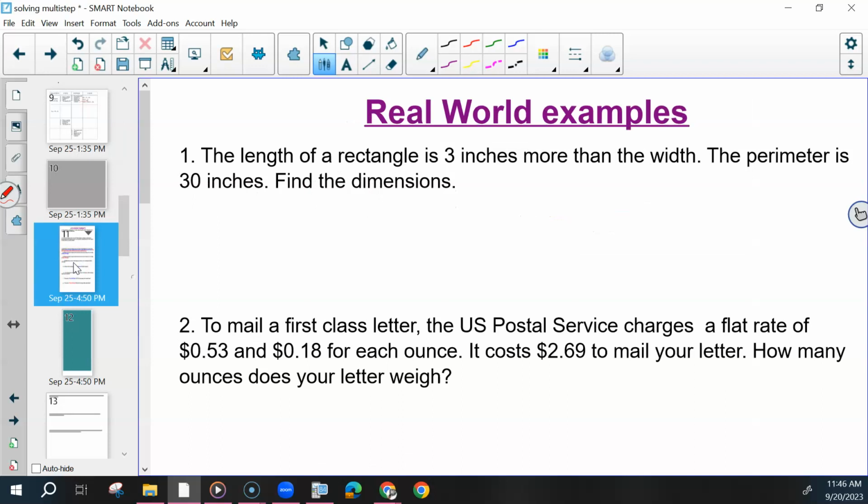Okay. So now that we've talked about some solving, this is your fourth objective, being able to solve real world problems. So we're going to skip number 1 and come back to it and start with number 2. The first thing you should be doing with any real world problem is read it and then find important information. So let's read it first.